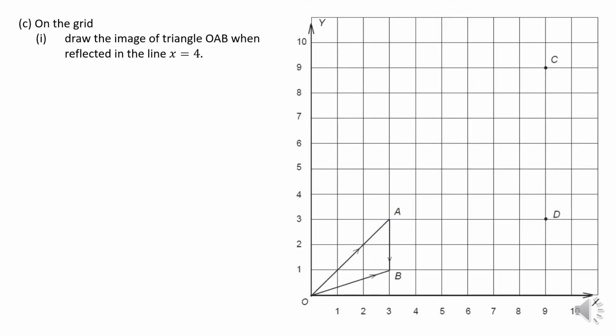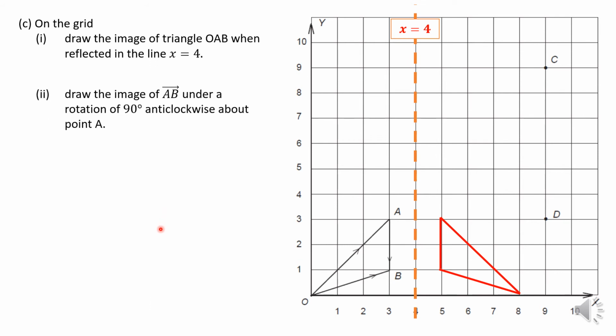Now they are saying on the grid here, you're supposed to draw the image of triangle OAB, this triangle here. You should draw it in the line x equals 4. So I bring my line x equals 4. Remember, each point on OAB will be exactly the same distance from the mirror line. So the reflection, therefore, has to be a diagram like that. They say draw the image of AB, only the line AB, under a rotation of 90 degrees anticlockwise about point A. So it goes this direction, and that is how that line is supposed to be drawn.